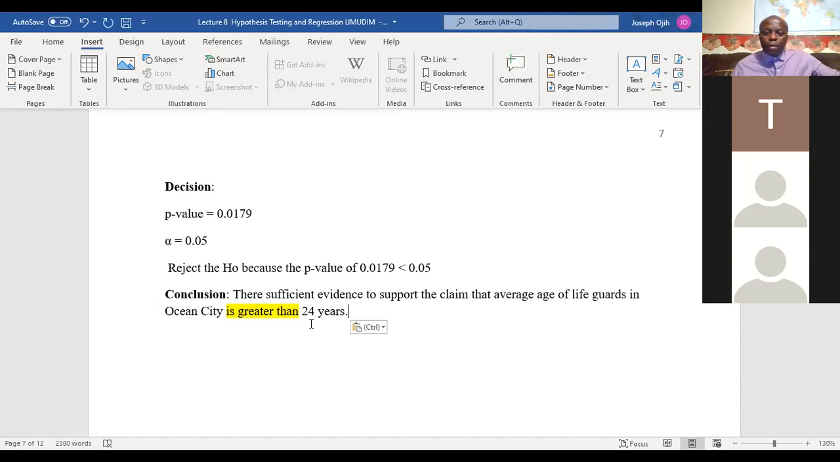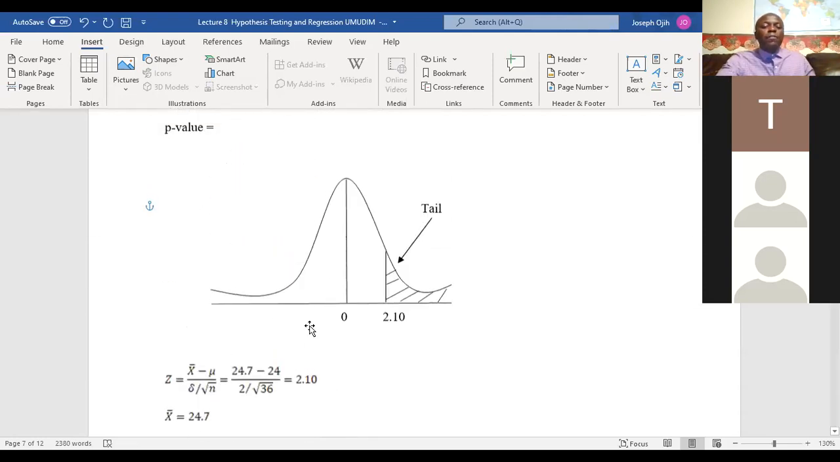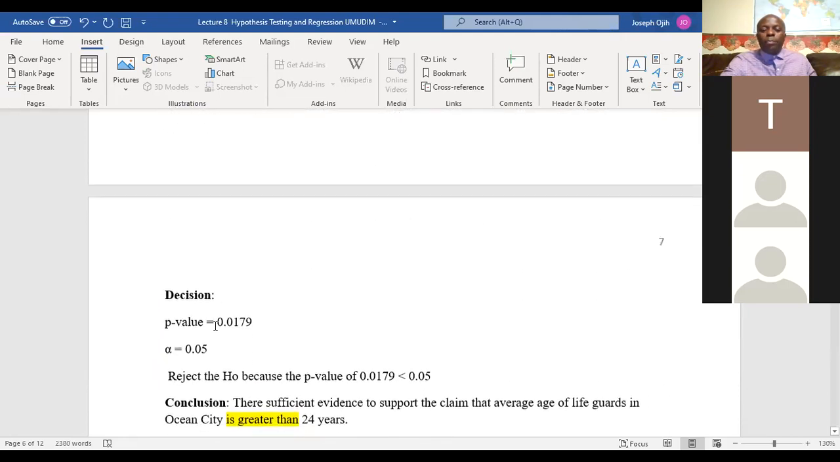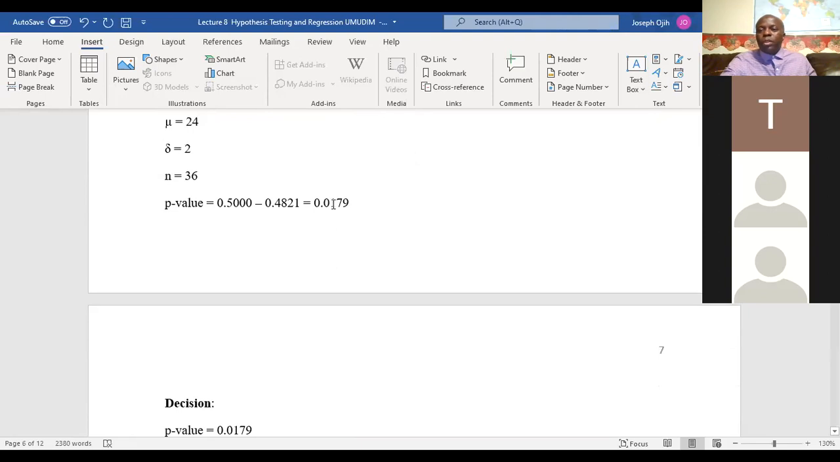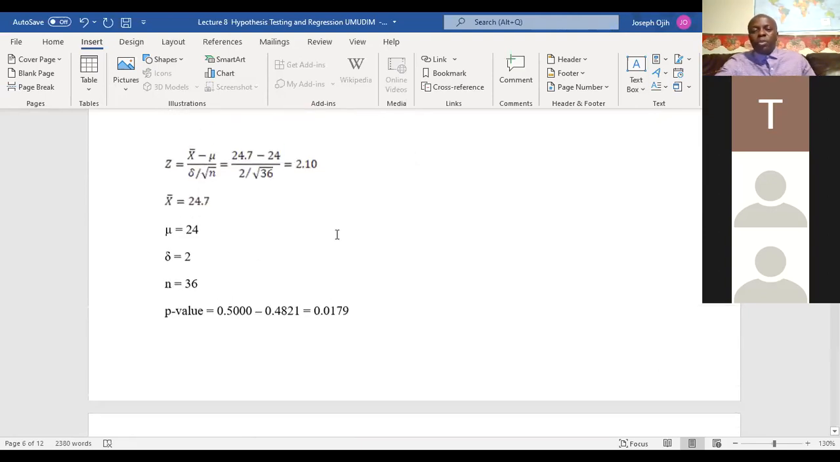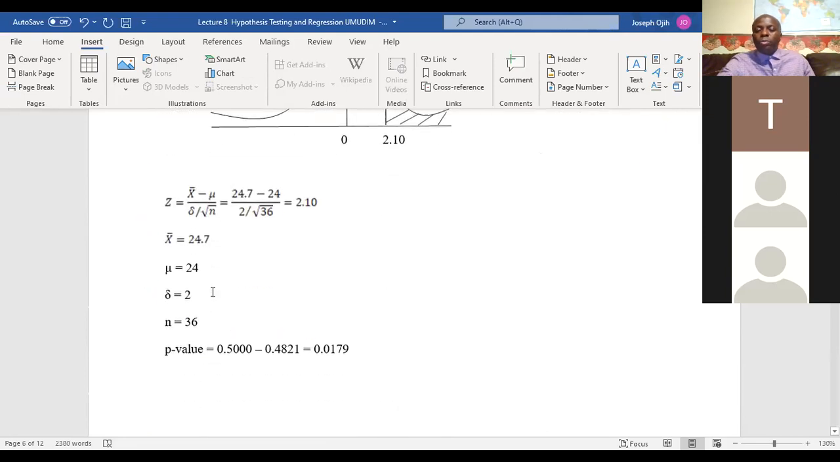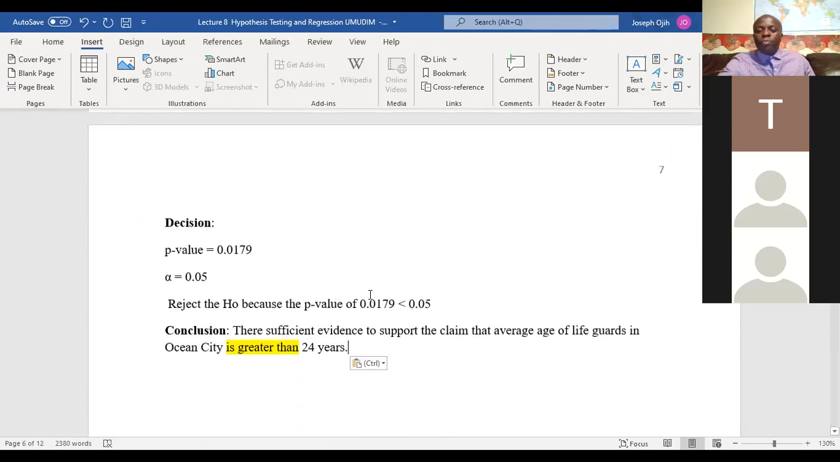No. Good. Now, I want to explain something more. If this is a two-tailed test, like if this is equals and not equal, that means we are going to multiply our p-value by 2 to get the actual p-value. But because this one is not a two-tailed test, it is a right-tailed test, we don't have to do that. So we leave this p-value as it is.